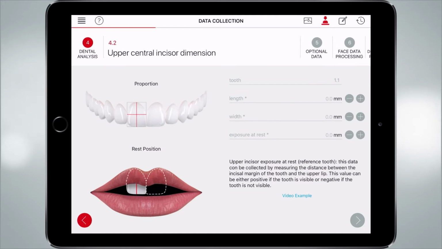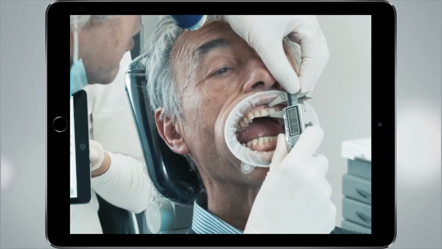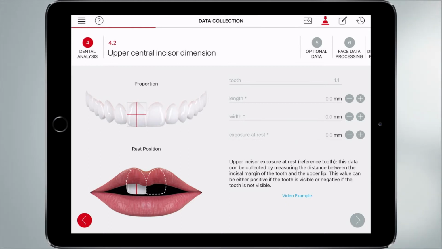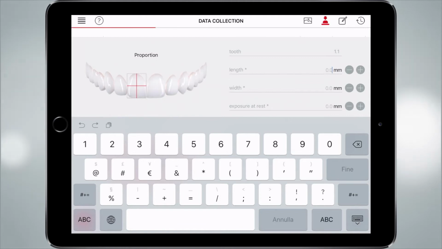We are now looking at the dimension of the upper central incisors and also the exposure at rest. The length of this central incisor is 8.72 and the width is 8.99, so 9 millimeters actually, but we write down 8.99. And the exposure at rest is minus 3.5. I would like to explain better what minus 3.5 means.